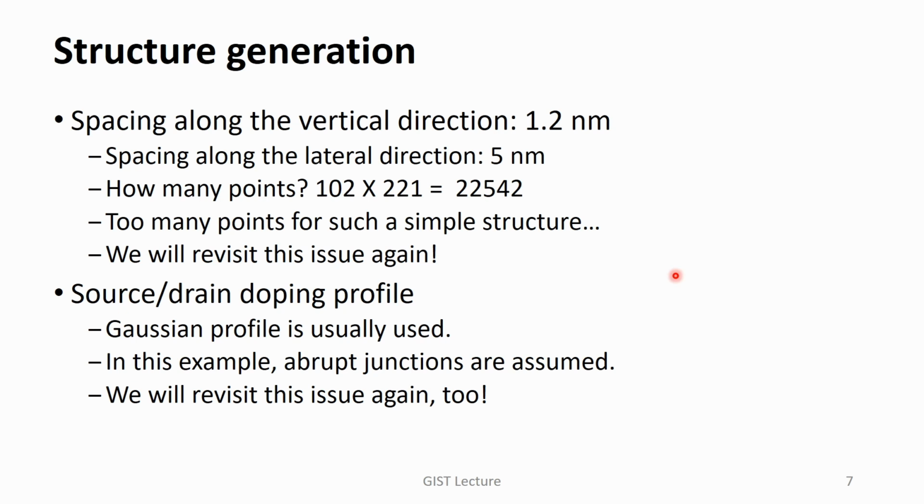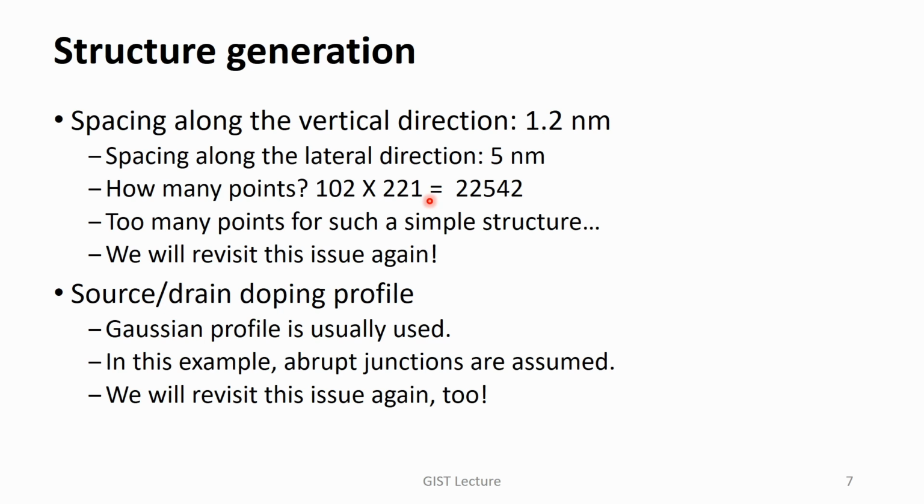Now we must discretize the simulation domain. Spacing along the vertical direction is 1.2 nanometer. This value is selected to discretize the oxide layer. Spacing along the lateral direction is 5 nanometer. Then, how many points? We have 102 points in the vertical direction, 221 points in the lateral direction.